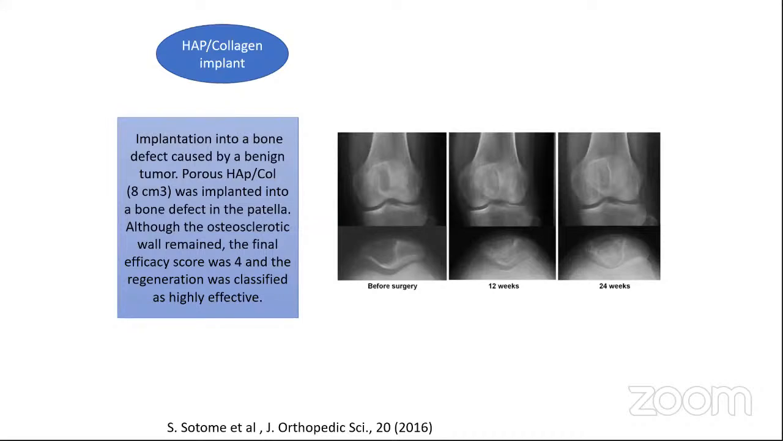So porous hydroxyapatite collagen was implanted into a bone defect in the patella, and although the osteosclerotic wall remained, the final efficacy score was 4 and the regeneration was classified as high. The X-ray shows the regeneration of bone. So this is before surgery. Here you can see that this part is getting fused, and again you can see that it is much shorter. So this is a very important application.